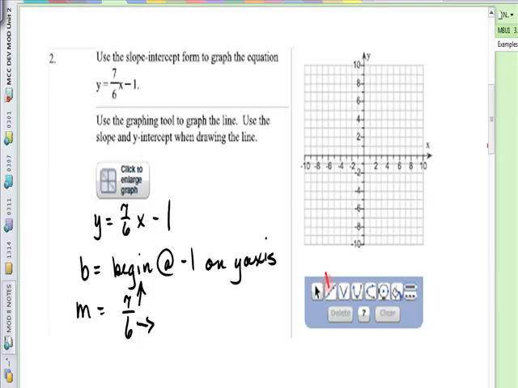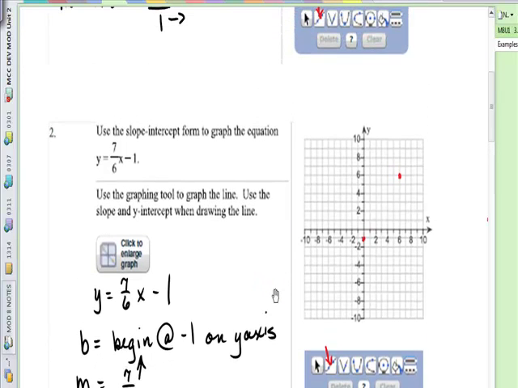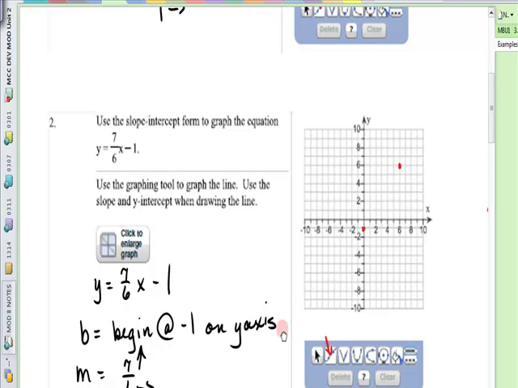In MyMathLab, I would click on the line tool. I begin by going to -1 and clicking a point. From there, I would go up 7, will take me to here, go right 6, take me to here, and I click again. The line will automatically be drawn. I am trying to draw, but the thing keeps moving. Oh, very bad line. So let me try again. I begin at -1, go up 7, go right 6.